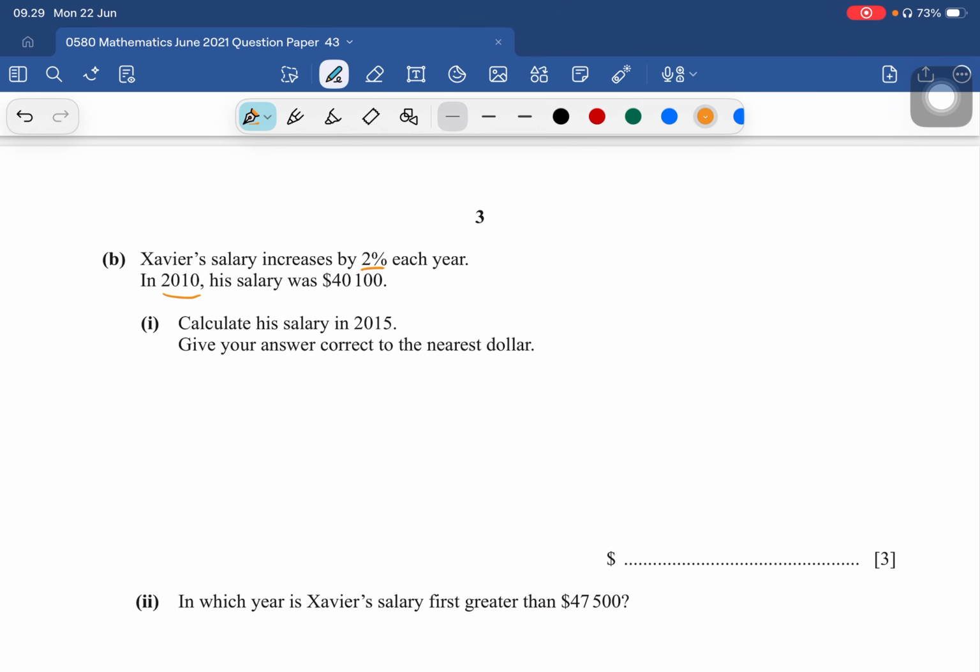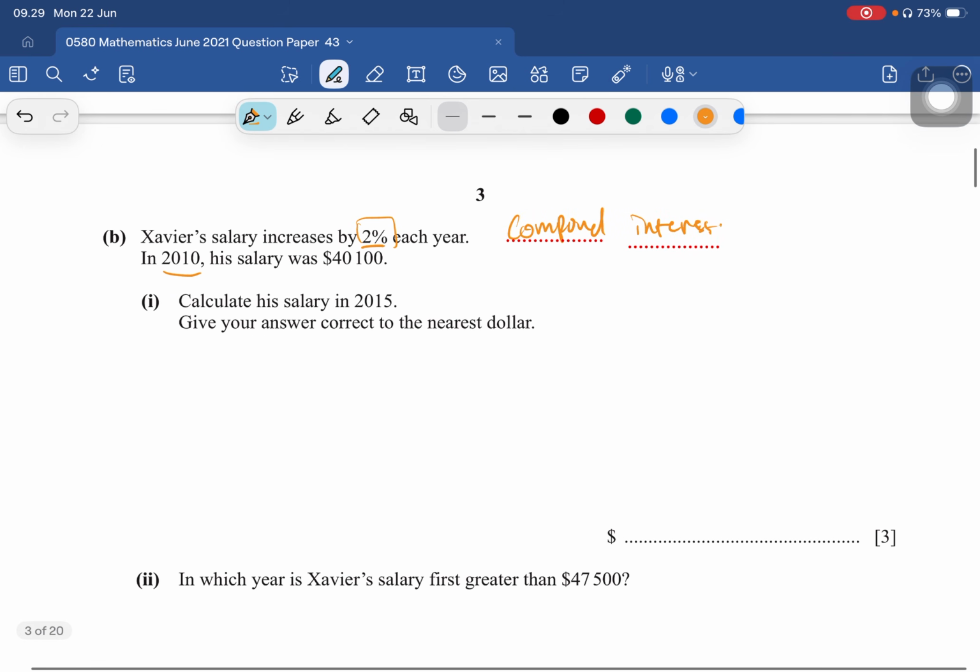Okay, B. Xavier's salary increases by 2% each year. In 2010, his salary was 40,100. So every year it increases 2% from his salary. So this is compound interest. Okay, so the initial salary was 40,100. We multiply by the increase of 2%, so 1 plus 2%.